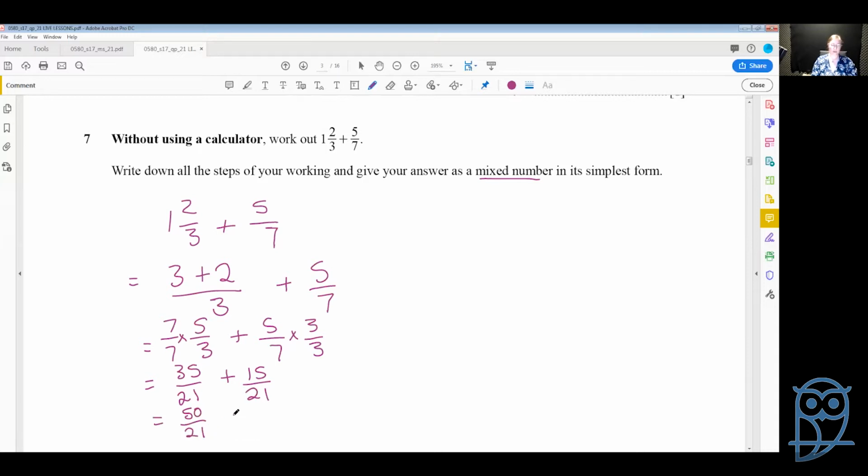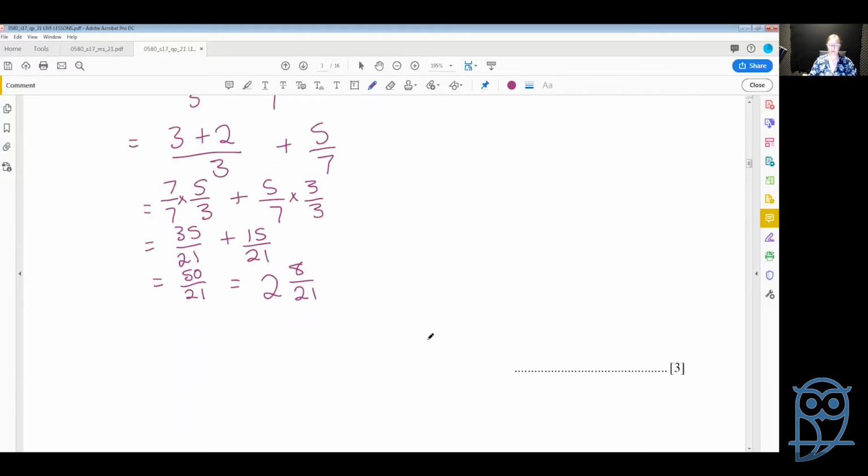But they want the answer as a mixed number in its simplest form. So we can take out some 21s over here. So if we take out 1 21, then we are going to be left with 50 minus 21 gives us 29. So we can take out another 21. So here we're going to have 2 and 8 21sts left over. So that is our answer. And that is the mixed number in its simplest form. We can't make this over here any simpler. So our answer is 2 and 8 over 21. There we go.